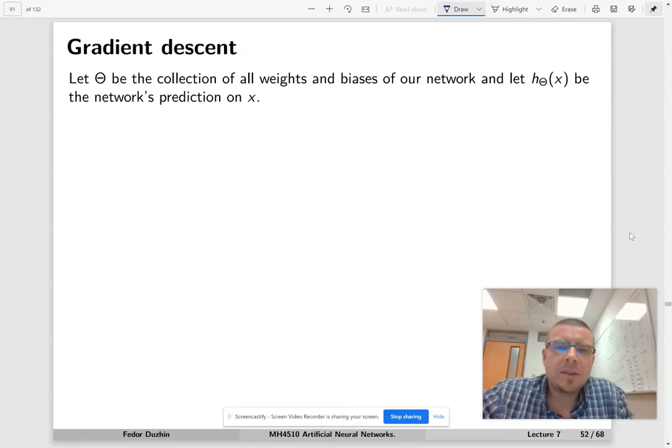Okay, so let us see a little bit about how gradient descent works. Here, theta capital is the collection of all weights and biases of our network. So this can be very large. There could be a lot of parameters, weights and biases. Some modern deep learning models have several 100 million parameters.